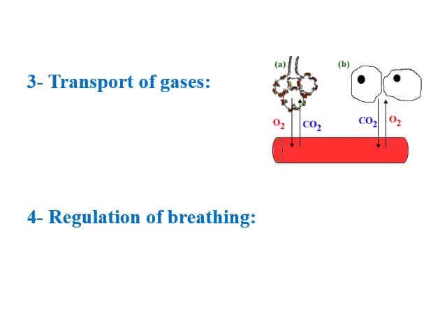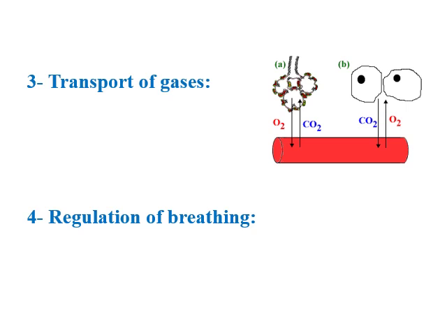The third step in the mechanism of respiration is the transport of gases, where blood carries oxygen from the lung to the tissues and carbon dioxide from the tissues to the lungs. The exchange of gases between the blood and the tissue is known as internal respiration.